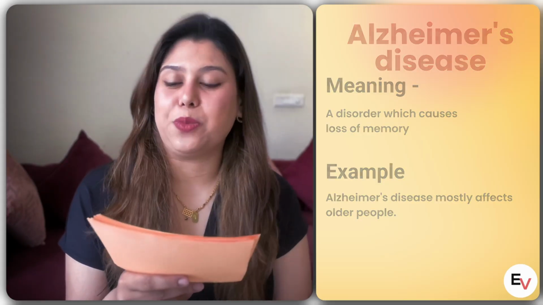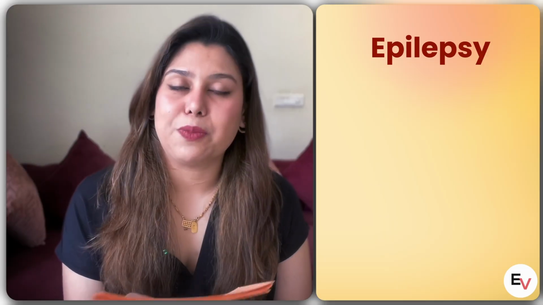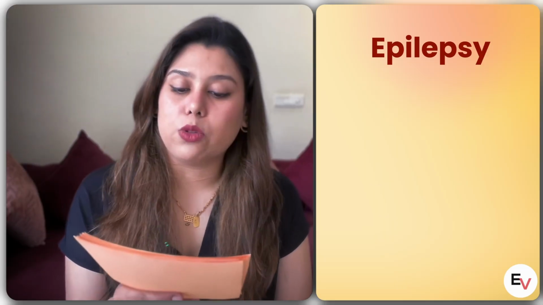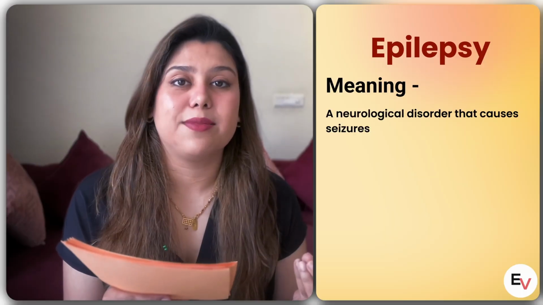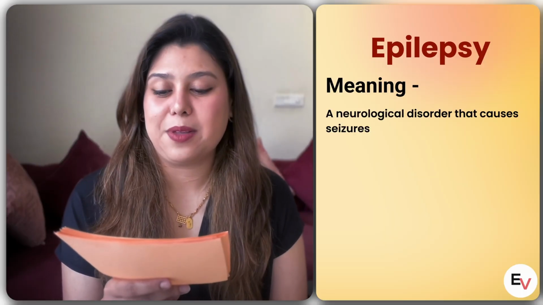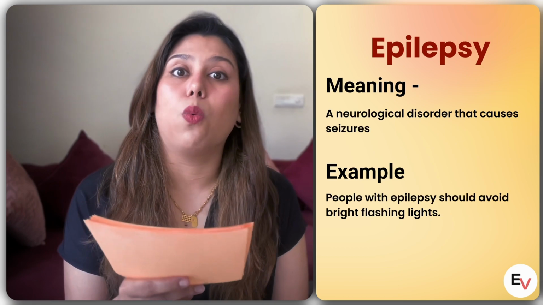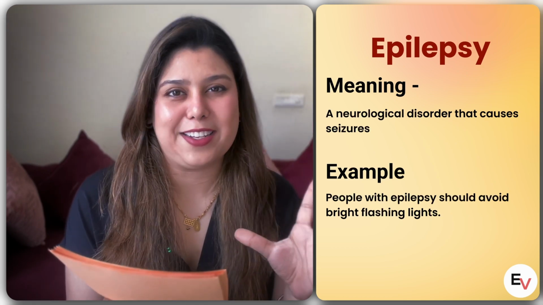Moving on to your next word, epilepsy. Repeat after me, epilepsy. Now this is a neurological disorder that causes seizures. Now let's frame a sentence with this word. People with epilepsy should avoid bright flashing lights.